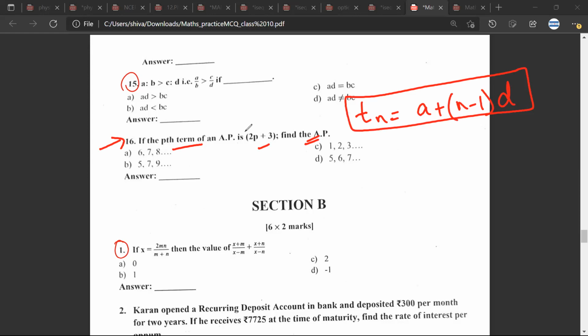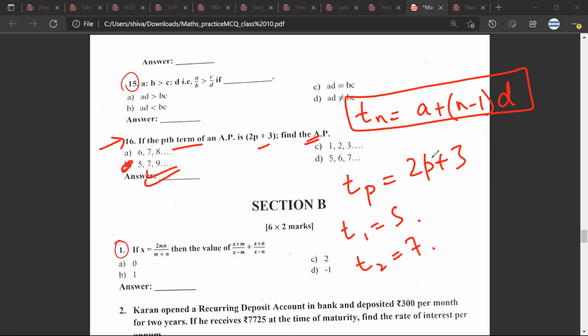Great. So the pth term of an AP is 2p plus 3. Basically, what they are saying is that the general term is given by 2p plus 3. So rather than solving the question, you have just eliminated the options. You have looked at the options and said that T1 is equal to 5, T2 would be equal to 4 plus 3, 7. So 5 and 7. Only B satisfies this. Am I correct, Mr. CB? Yes, sir. Great, sir. Very nice.